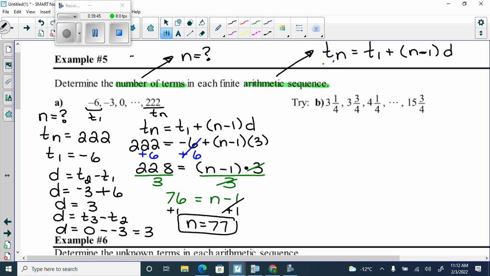Use the formula. The next question actually looks more difficult than it is. 3 and a quarter is what? What is a quarter in a decimal? 0.25. So this is literally just 3.25. 3 and 3 quarters is 3.75. 4.25.